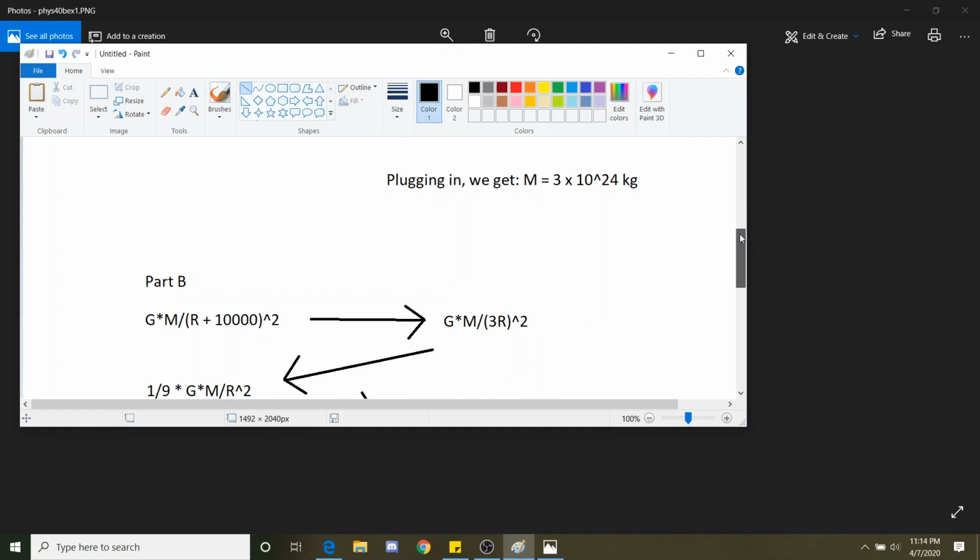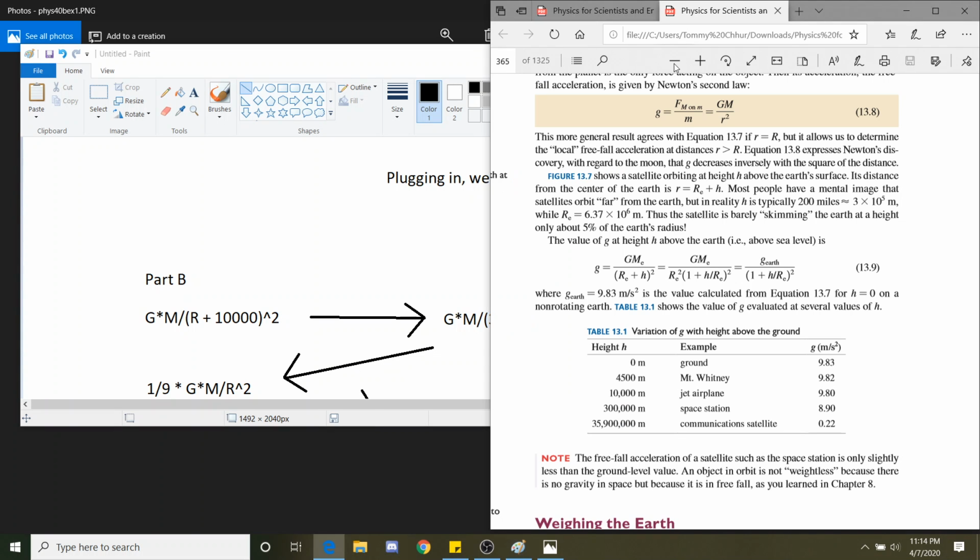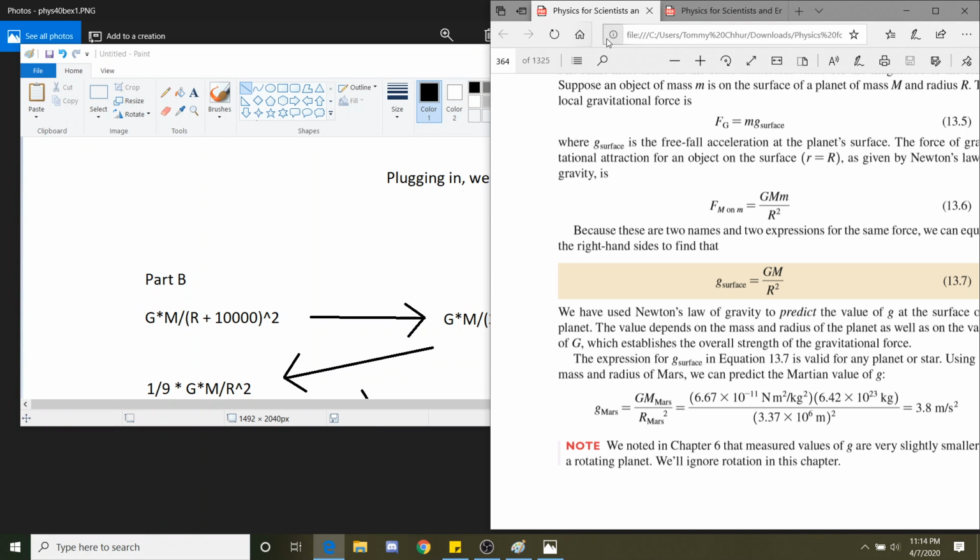Alright, and we can isolate the 3 in (3R) squared down here to just make it 1/9 times big G times the mass of the planet over the radius of the planet squared. But you might realize that this is the formula for the gravity on the surface.